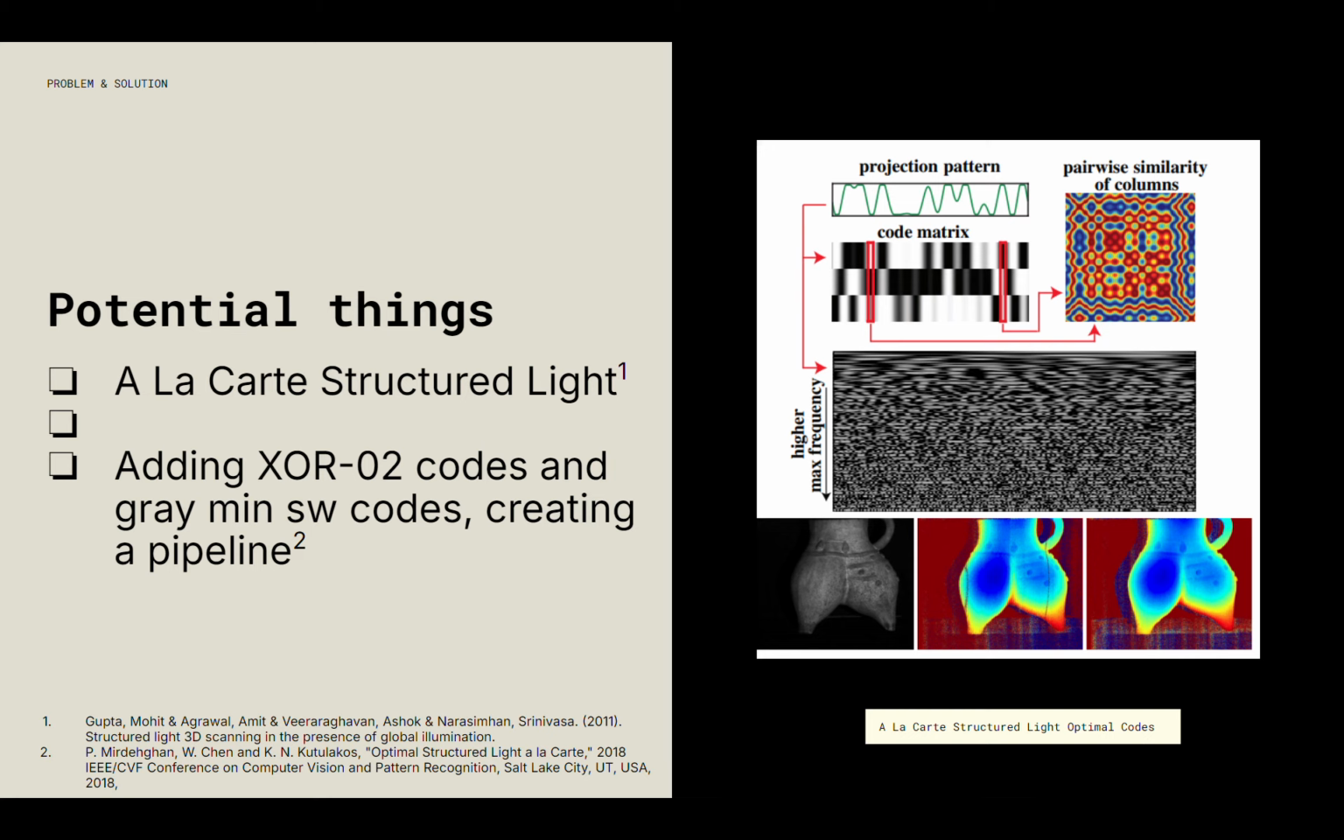This kind of leads me to what I wish I did next. One of them, a reach goal, was constructing a la carte structured light, and then the other thing was actually completing the global illumination, robust noise sensing pipeline, where I could have added more XOR codes and the other form of gray code with minimum strip width codes to create a self-verifying pipeline.